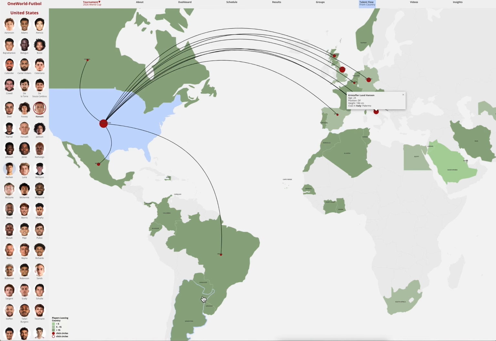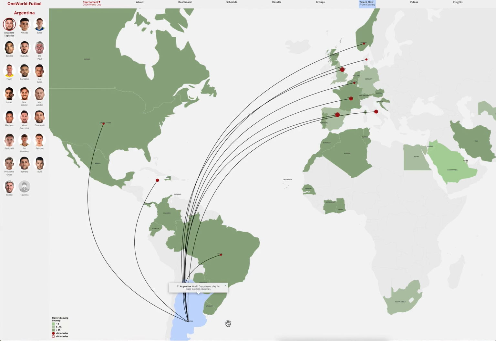Let's look at Argentina, for example. If we look at Argentina, there is no red circle in Argentina. That means there's not a single Argentine World Cup player who is playing inside of Argentina. And the reason is simple. They're just too good to stay in Argentina. They can play at a higher level and make more money if they travel to Europe or elsewhere, especially Europe. You can see most of their players travel to Europe, one or two in Brazil, a couple in the United States, one here in Jamaica.